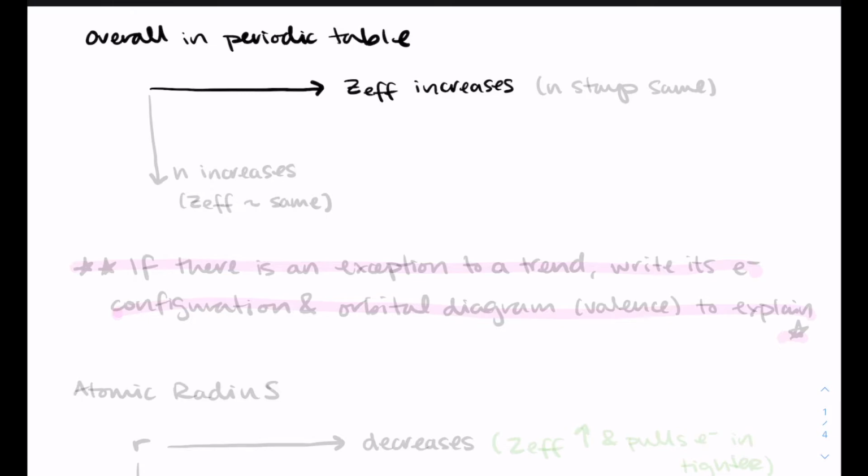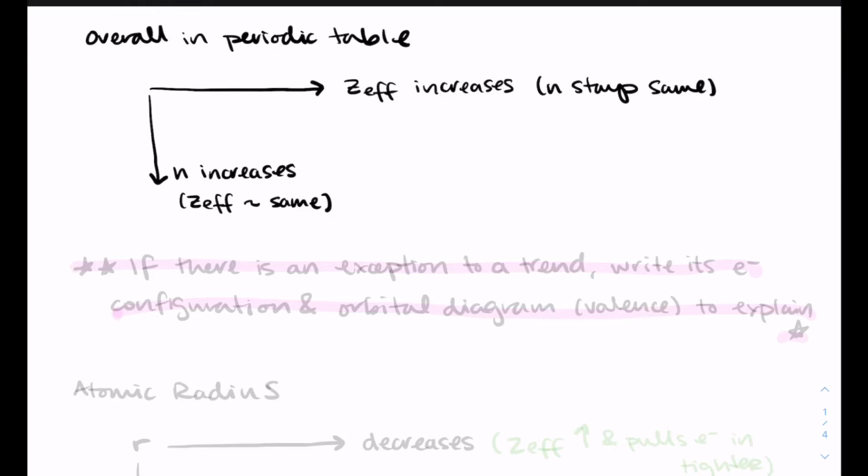So let's do a trend in the periodic table. What we're going to do is talk about the trends, which you might have heard, you might already know, and we are going to talk about why that trend is the way it is. Now, overall in the periodic table, without applying this to a characteristic, as you go from left to right, the effective nuclear charge increases, right?